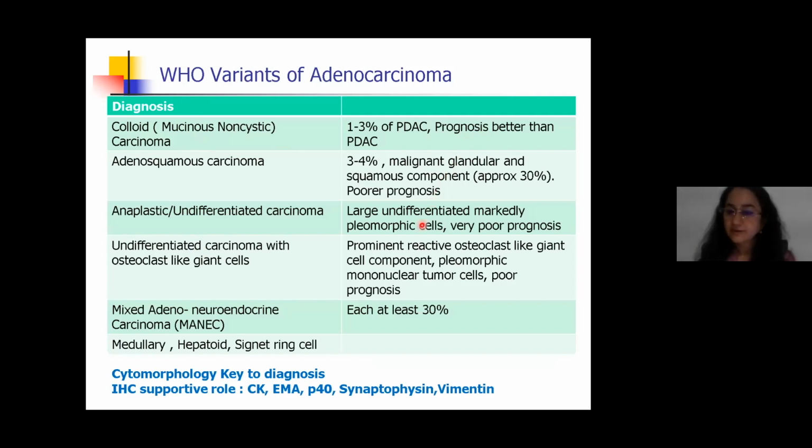Anaplastic carcinoma, which shows large undifferentiated, markedly pleomorphic cells, has a poor prognosis. Undifferentiated carcinoma with osteoclast-like giant cells, which are reactive, also has a poor prognosis. The mixed adenoneuroendocrine carcinoma, each component should be at least 30% of the tumor. And the rare medullary, hepatoid, and signet ring cell types. Now here the cytomorphology is the main key to diagnosis, but IHC can play a supportive role.